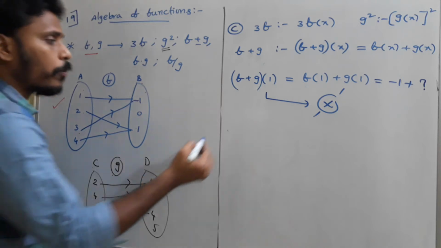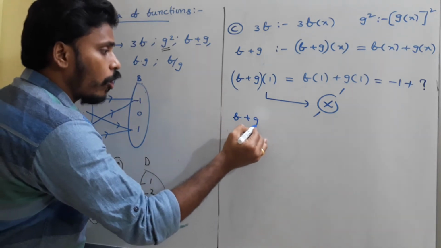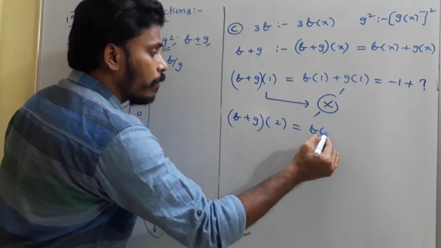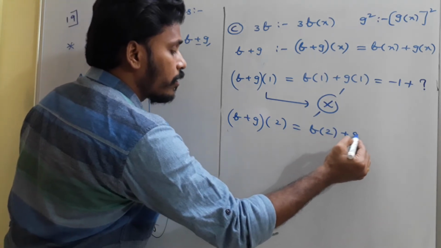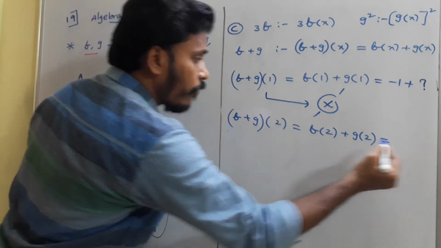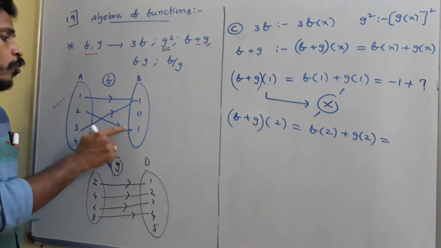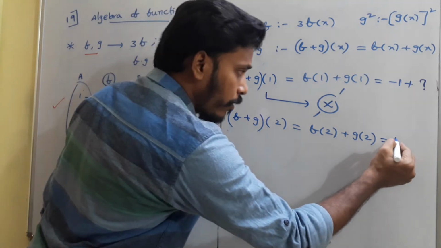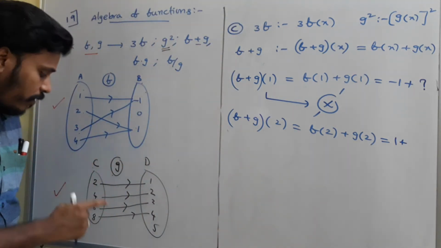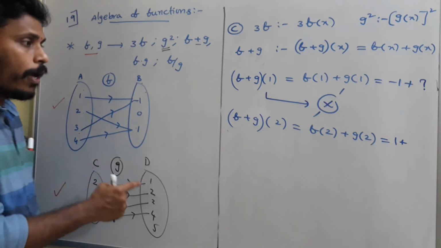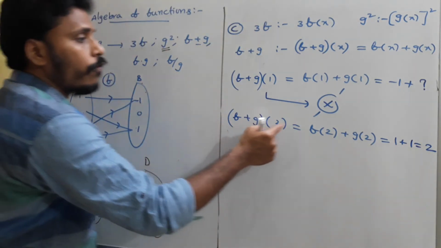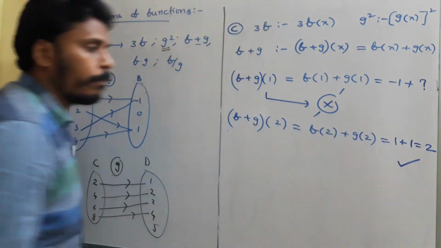Now suppose you think about (f plus g)(2). It is simply f of 2 plus g of 2. What is f of 2? The image of 2 from the first function f is 1, plus g of 2, the image of 2 with respect to g. When you look at the second one, 2 maps to 1 again. So 1 plus 1 is 2. So (f plus g)(2) is 2.